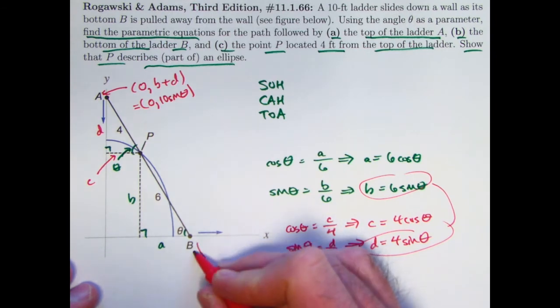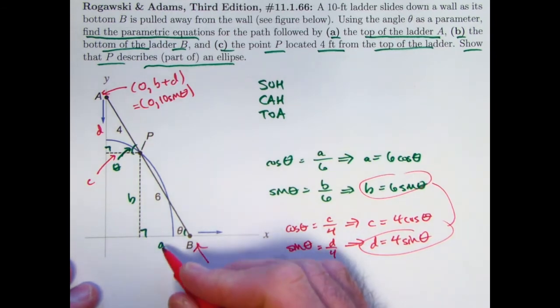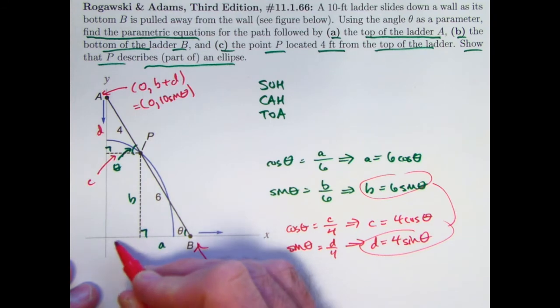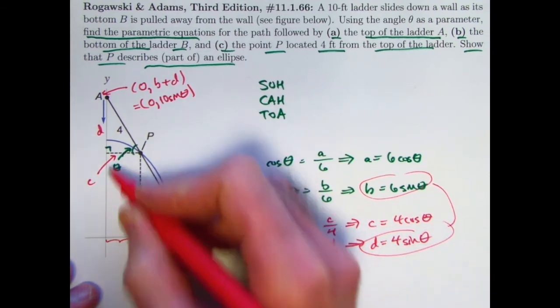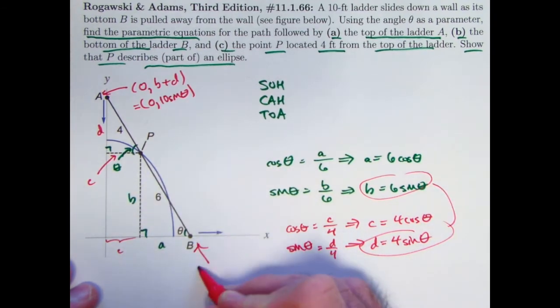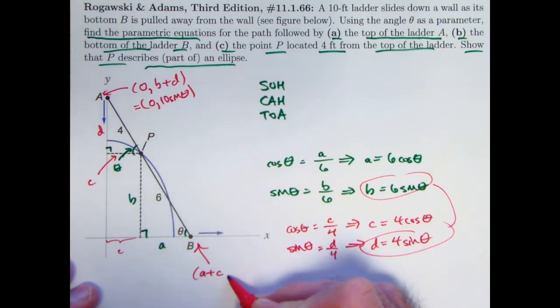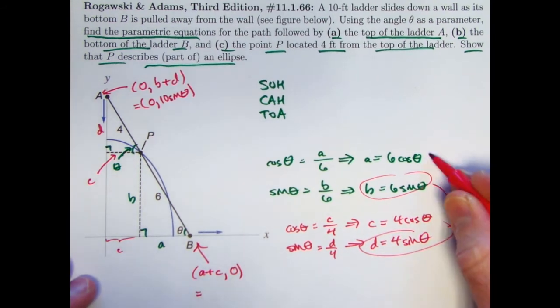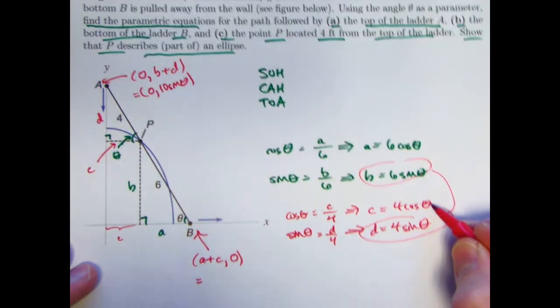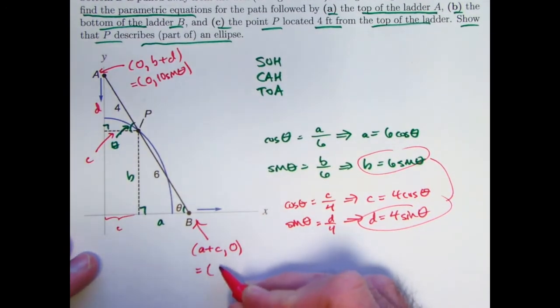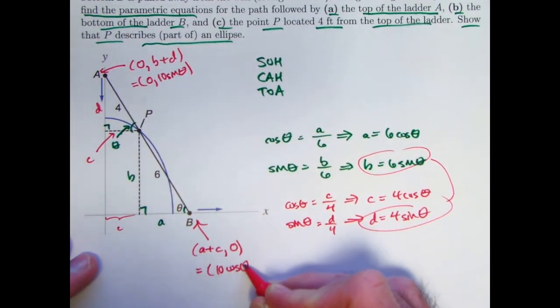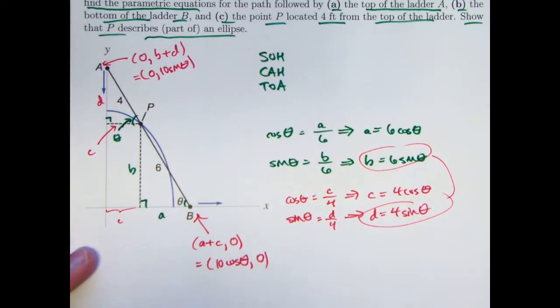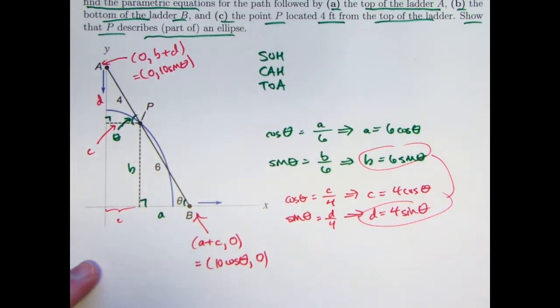What about the coordinates of B? Well, its first coordinate is A plus this distance here, which is the same as C. And its second coordinate is 0. B is a point that's always on the floor. A and C are 6 cosine theta and 4 cosine theta. Therefore, A plus C is 10 cosine theta, comma 0. And that's a parameterization of the coordinates of B.